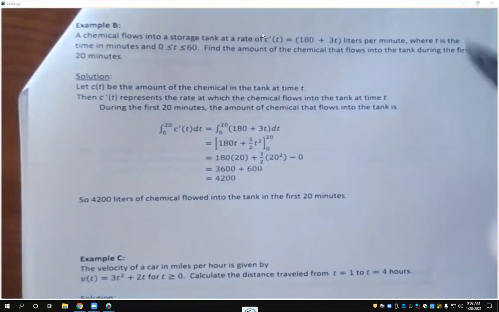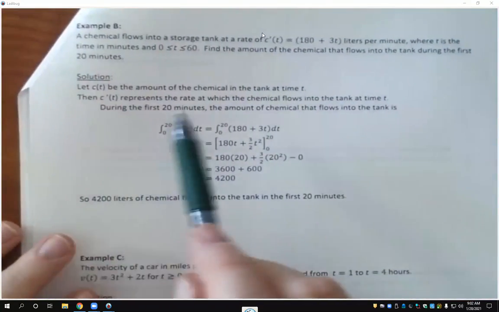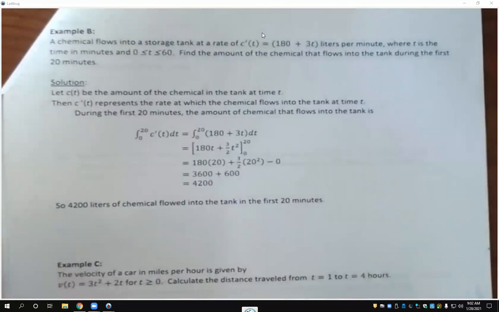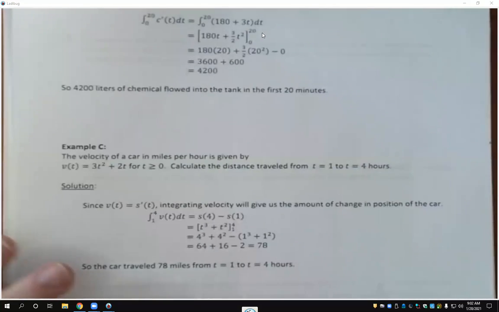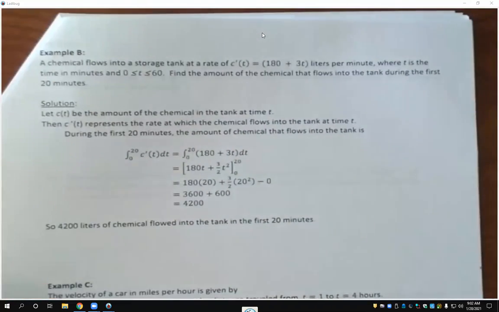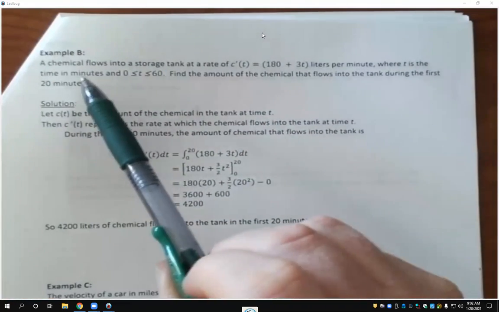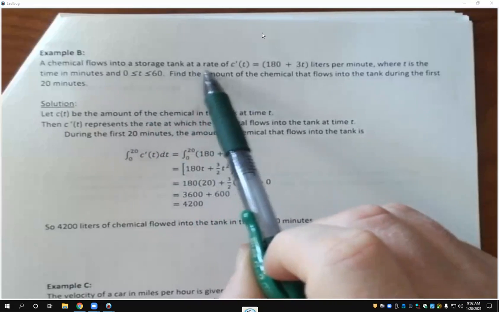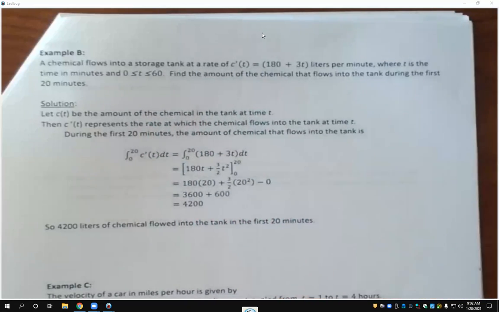All right, so here are just two examples. I'm just going to quickly run through them, okay? The first one, and these are going to be typical FRQ type questions that you're going to see, and there will be other stuff that you would be asked about this, other than just finding a total here. But this is just step one of your FRQs. So we have a chemical flows into a storage tank at a rate of C prime of T equals 180 plus 3T liters per minute, okay?